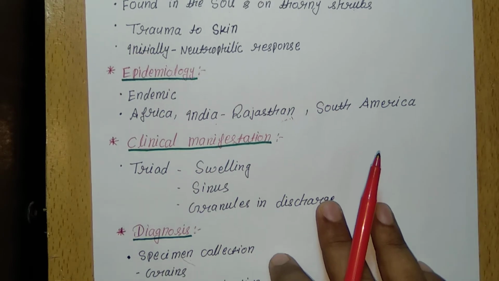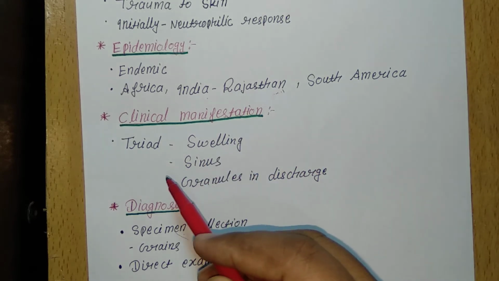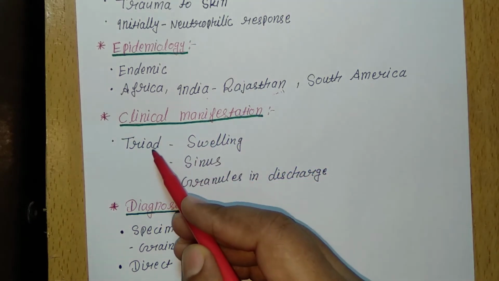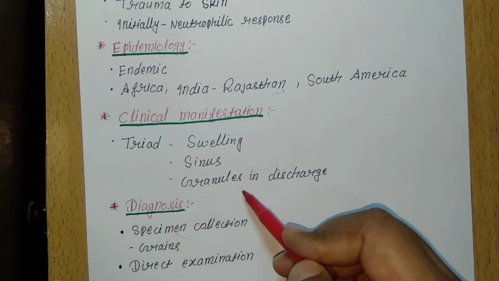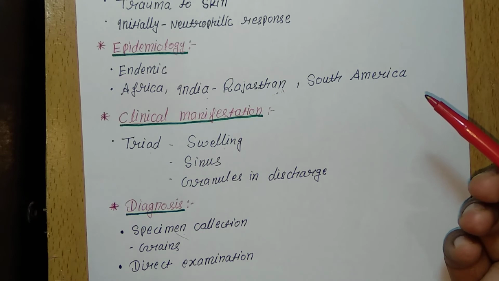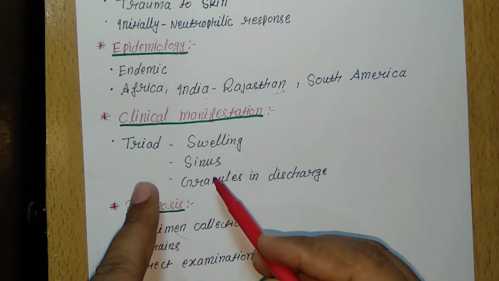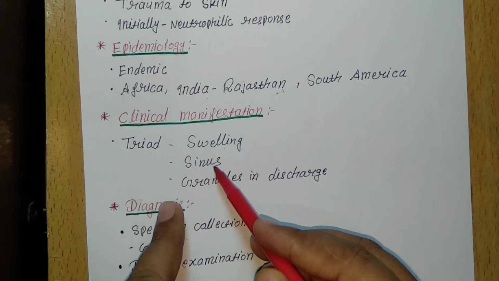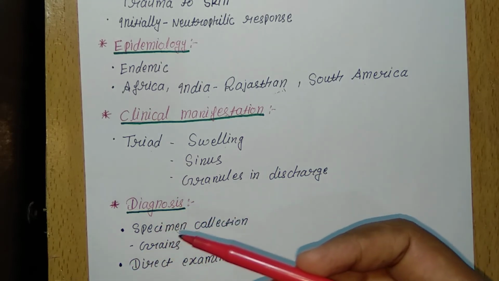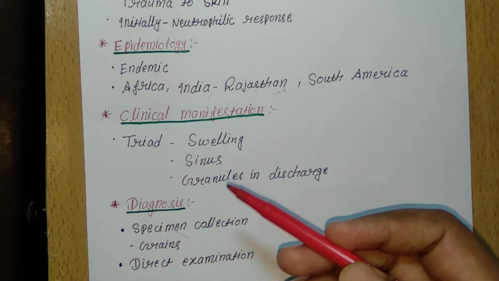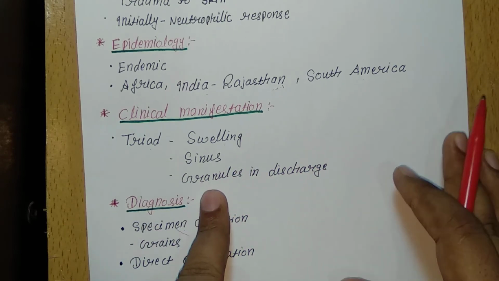So what are the clinical manifestations of mycetoma? Mycetoma comes under the triad: swelling, sinus, and granules discharged from the sinus and the swellings. So guys, these are the main clinical manifestations of mycetoma, and we can also add the difference between eumycetoma and actinomycetoma in the clinical manifestations.